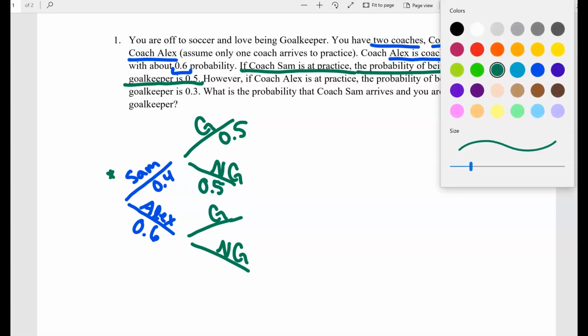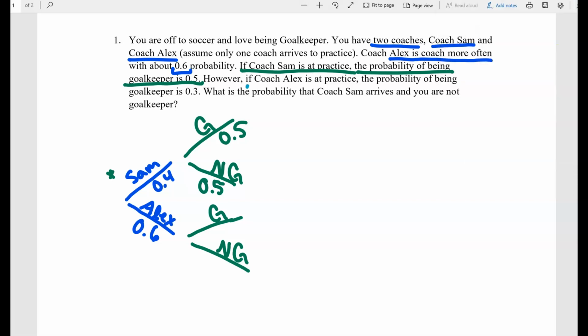However, if Coach Alex is at practice, so if we got Alex right here, the probability of being goalkeeper is only 0.3. Okay, so goalkeeper for Alex is going to be 0.3. So what's going to be no goalkeeper? That's just going to be 0.7.